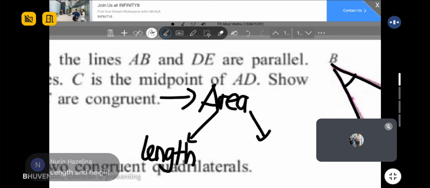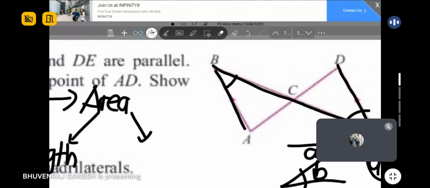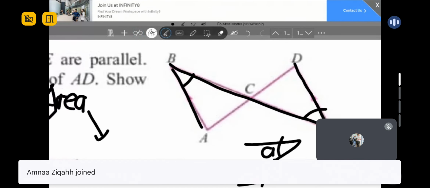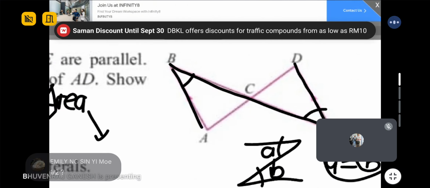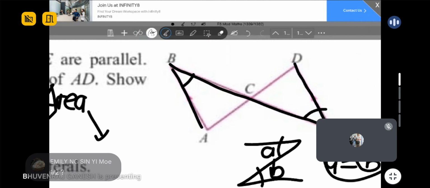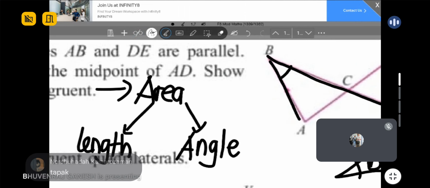Height, not really, because if you look at this triangle, is this a right angle triangle, guys? Yes or no? I don't think so. This one is not a right angle triangle. So what else will influence the area of a triangle? Angle, guys.